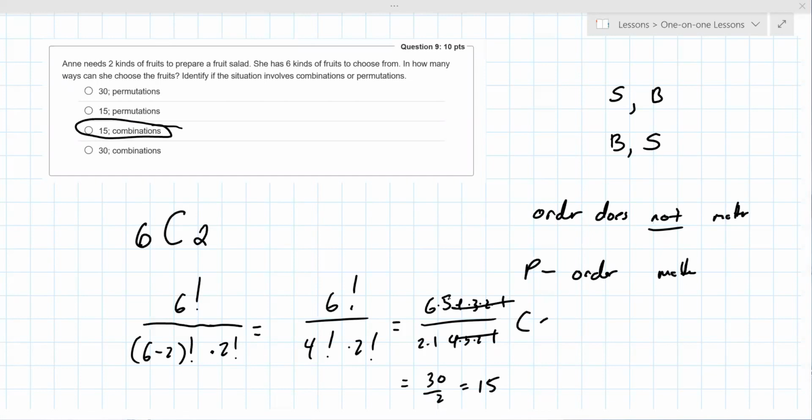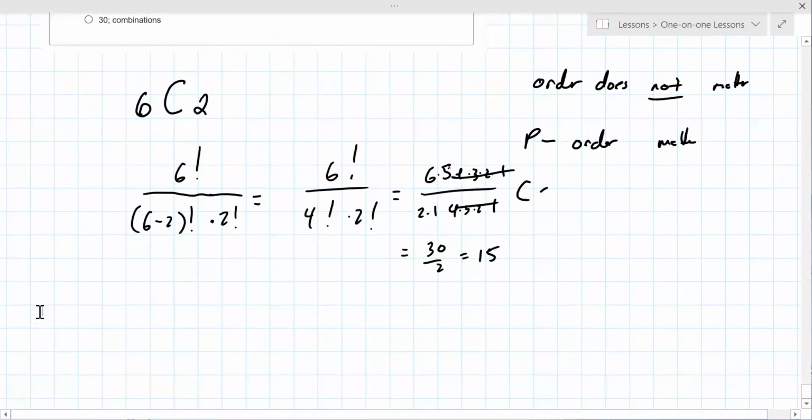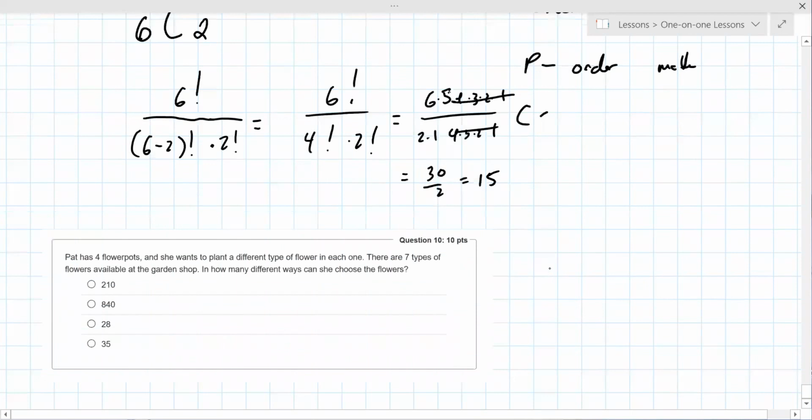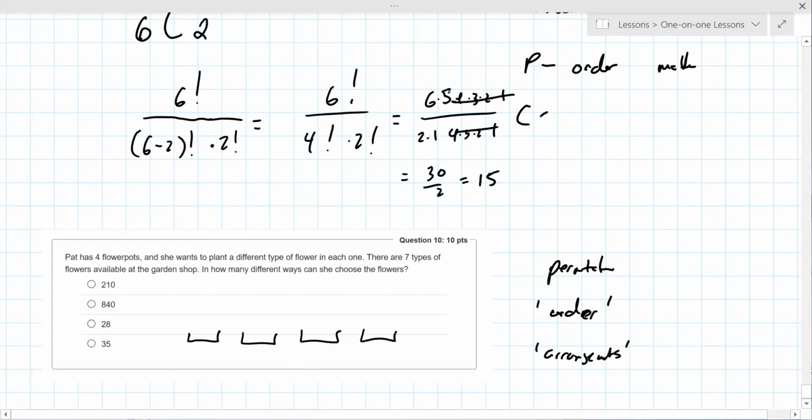Okay, so the last one here. So there's words that go along with permutations. I haven't done a lesson on this in a while, but permutations generally go with, we've already heard this, order, arrangements. Okay, so here we're doing flower pots, and it's basically arrangements. So there's 4 flower pots, buckets, if you will, and there's 7 to choose from. So how many can go on the first? 7, 6, 5, and 4.